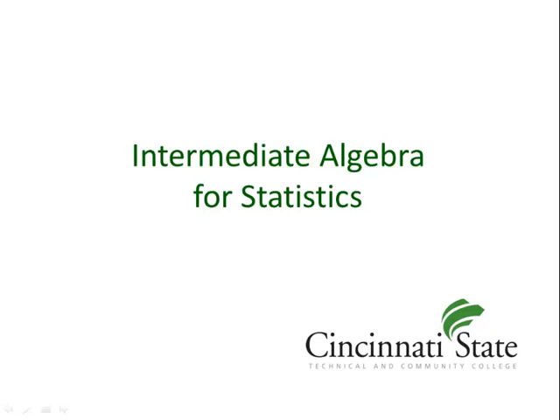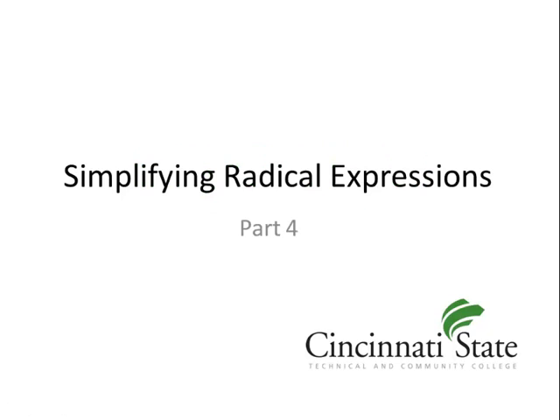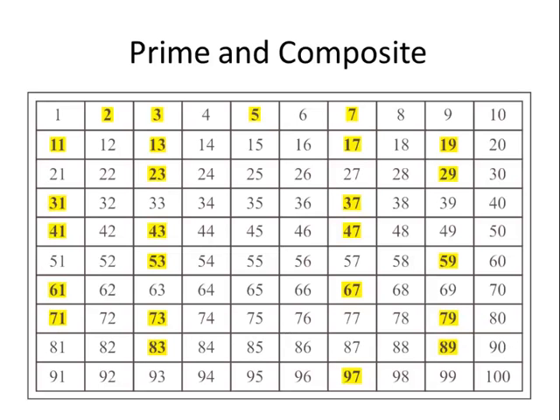Intermediate Algebra for Statistics, Simplifying Radical Expressions, Part 4. In this video, we will simplify the square root of the integers 1 to 100. Let's begin by looking at our prime and composite numbers.